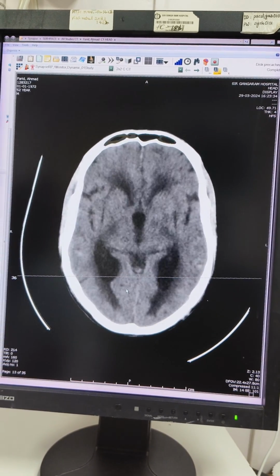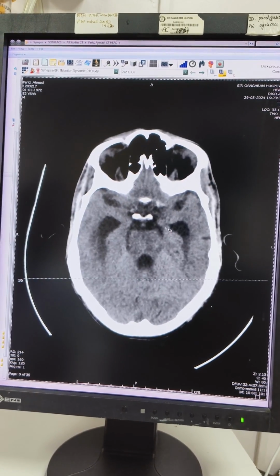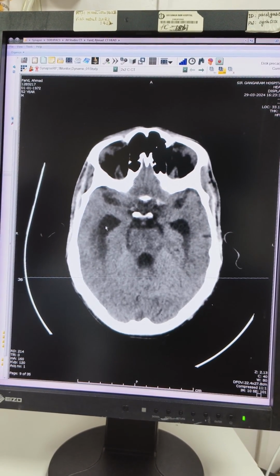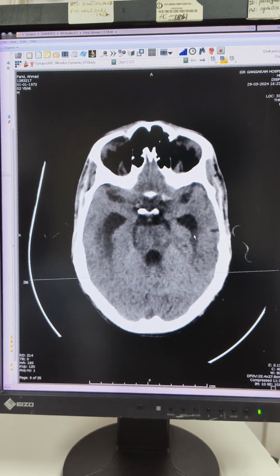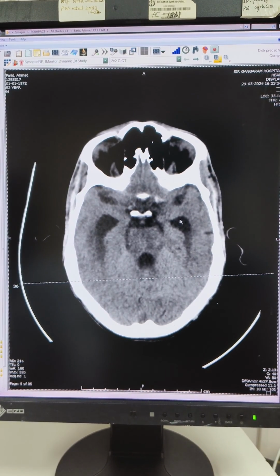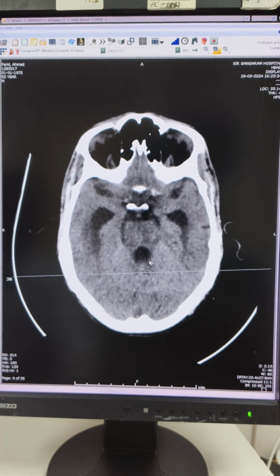Coming down, we see these are the dilated temporal horns. Normally, we either see the temporal horns are slit-like or they're not to be seen. If they are this much dilated, then this points towards hydrocephalus.